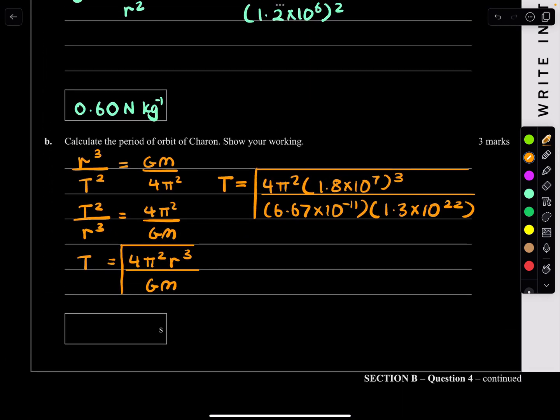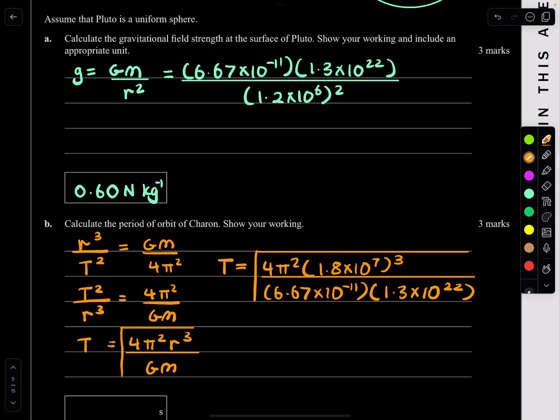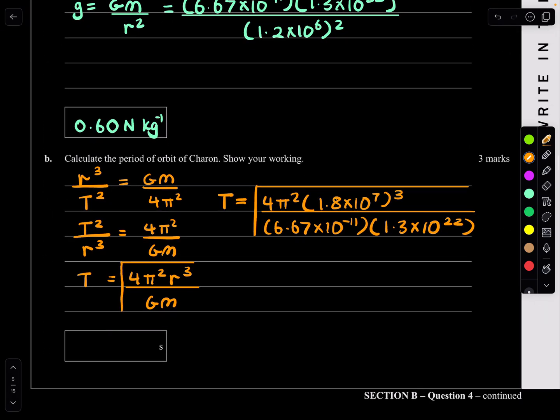Have I made any mistake in our calculations? Great, looks all good. Subbing every value, and now let's calculate what that is. So square root, 4 times pi squared times 1.8 times 10 to the power 7, cubed. Yep, 1.8 times 10 to the power 7, to the power 3. It's equal to 0.67 times 10 to the negative 11.